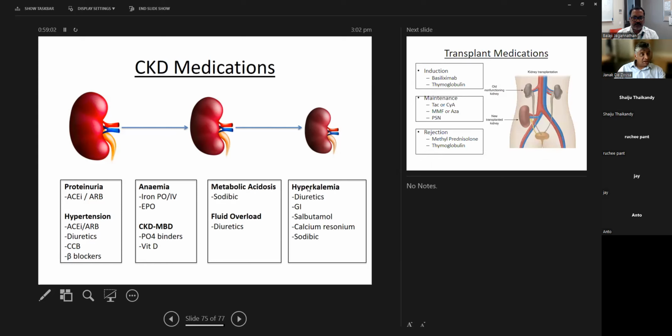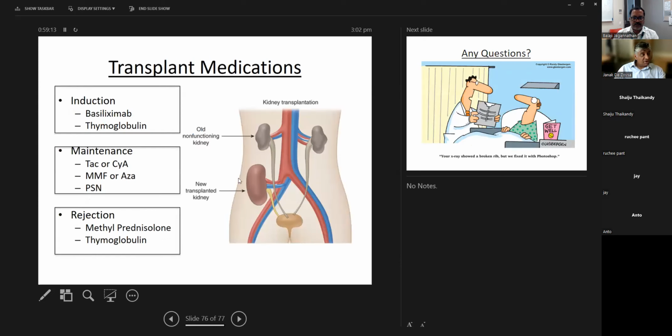If patients develop hyperkalemia, we want to use diuretics, insulin, salbutamol, resonium, and oral bicarbonate. And in terms of transplant medications, we're keen on basiliximab, thymoglobulin, prednisone, mycophenolate, TAC, cyclosporin, and IV methylprednisolone and thymoglobulin in cases of rejection.